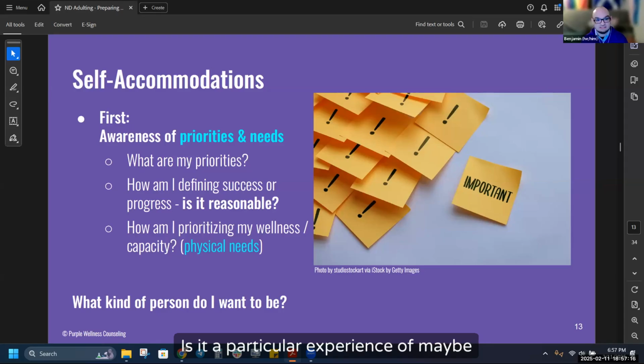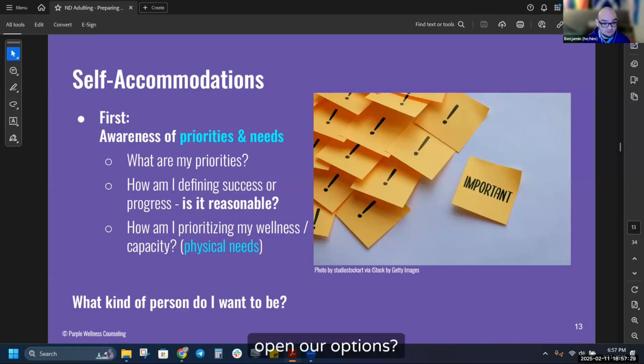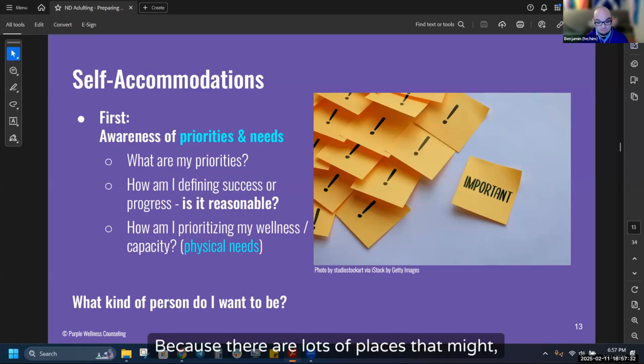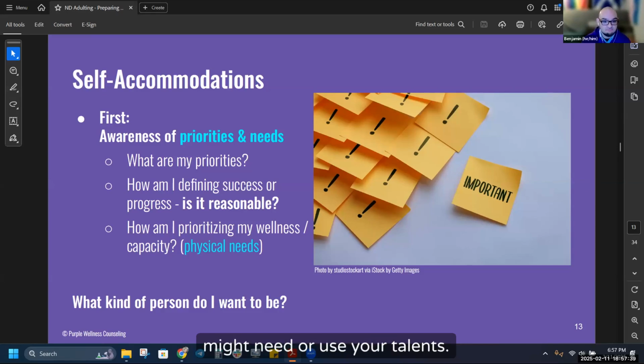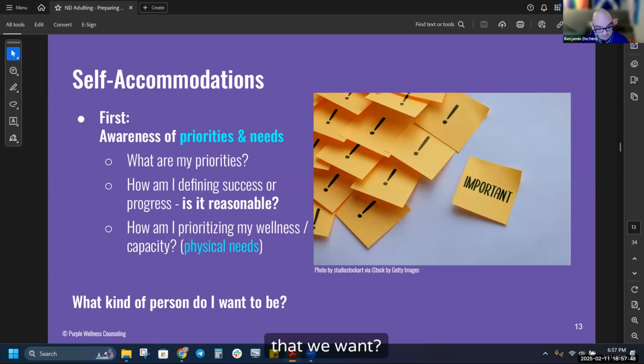Is it a particular experience of maybe validation or having an opportunity to be philanthropic? Or what is it that you want out of that experience? And then how does that awareness open our options? Because there are lots of places that might, if you're interested in this business direction and kind of our hypothetical, there are lots of places that might need or use your talents. So being thoughtful about, okay, what is it I really want out of something helps us find things that we can achieve and figure out, okay, how do we actually get to the things that we want?